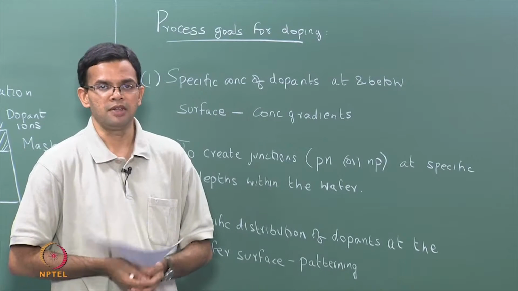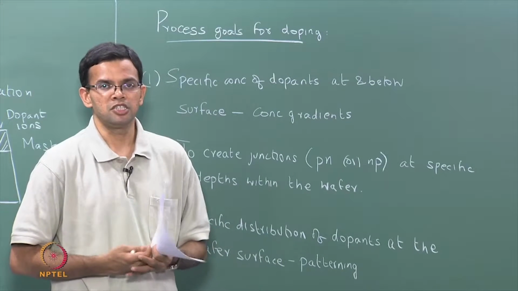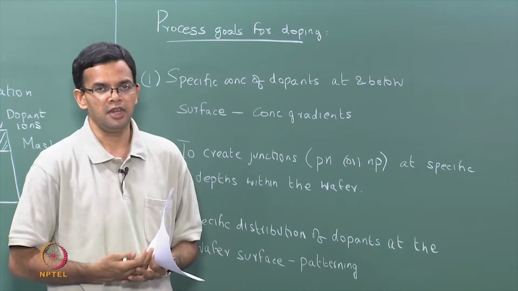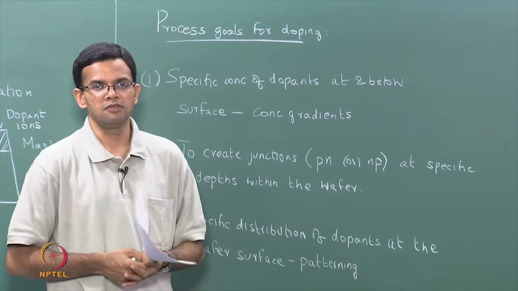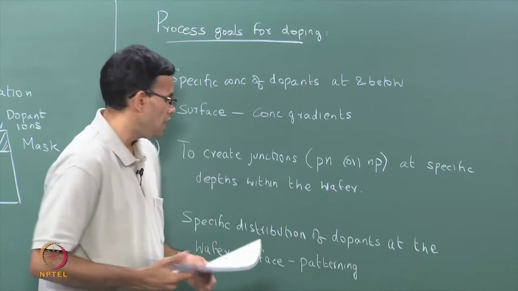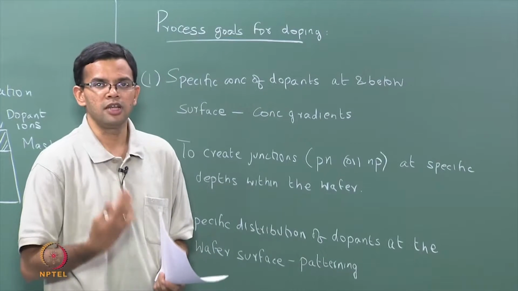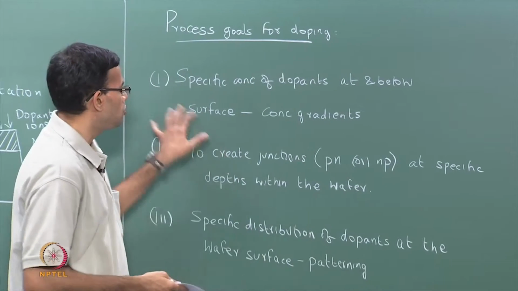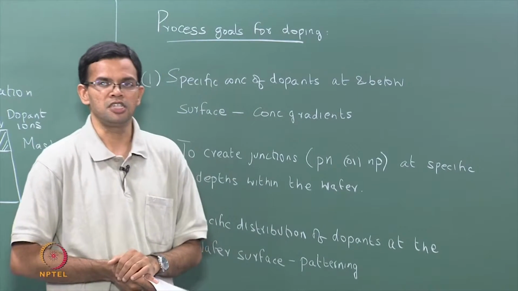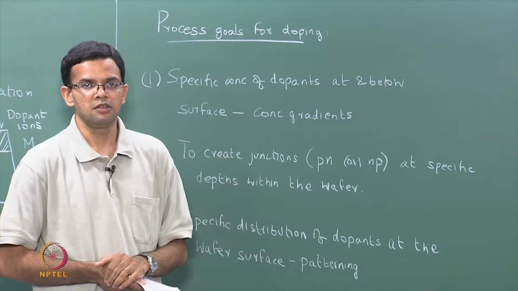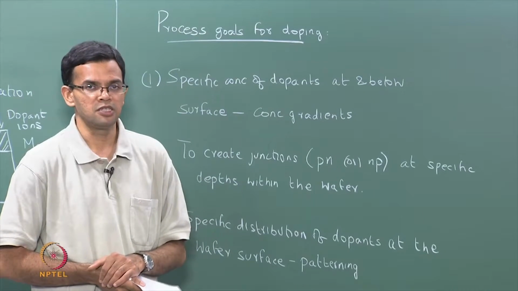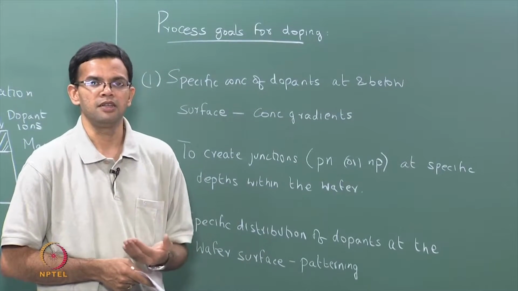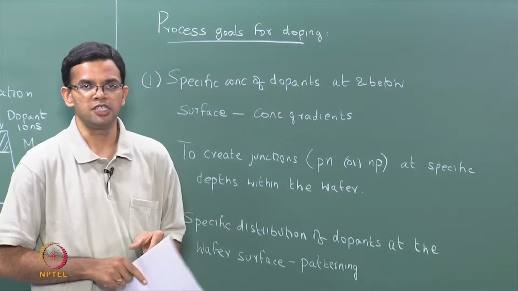This is achieved by patterning, and as device dimensions shrink, so that you have more and more transistors packed in a smaller area, so that the individual size of the transistors is lowered, we need to be able to pattern smaller and smaller regions in order to be able to dope. So the three process goals are to establish a concentration gradient within your material, to form junctions at specific depths, and also to combine your doping process with patterning so that you can dope in really specific regions.